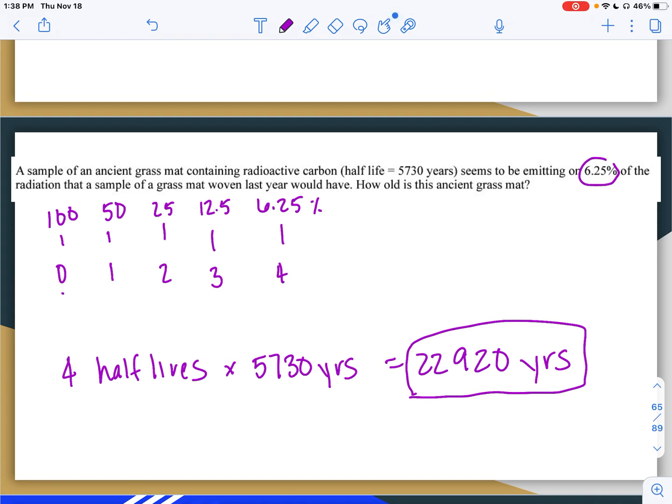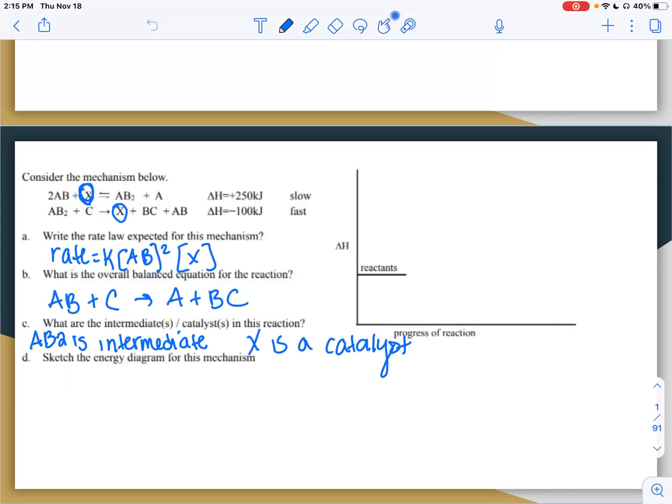And that's it for half-life. That's basically the whole gist of it.